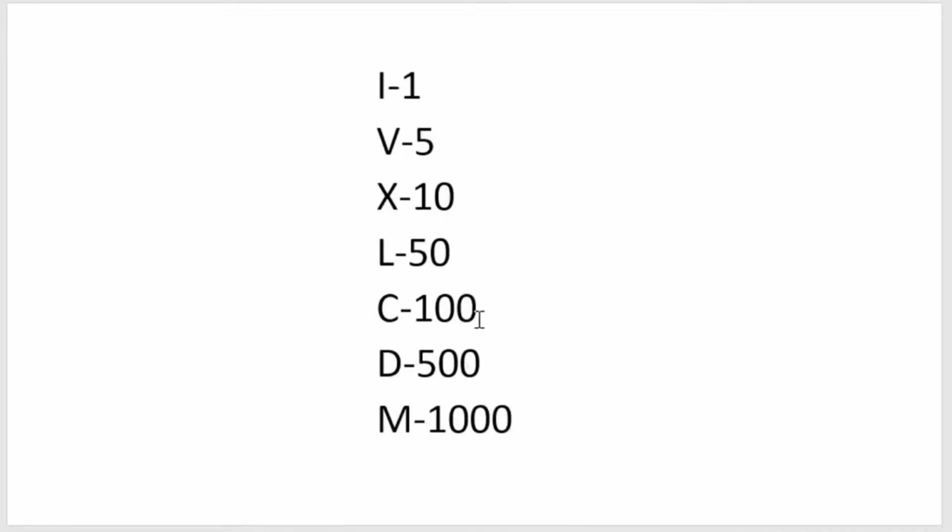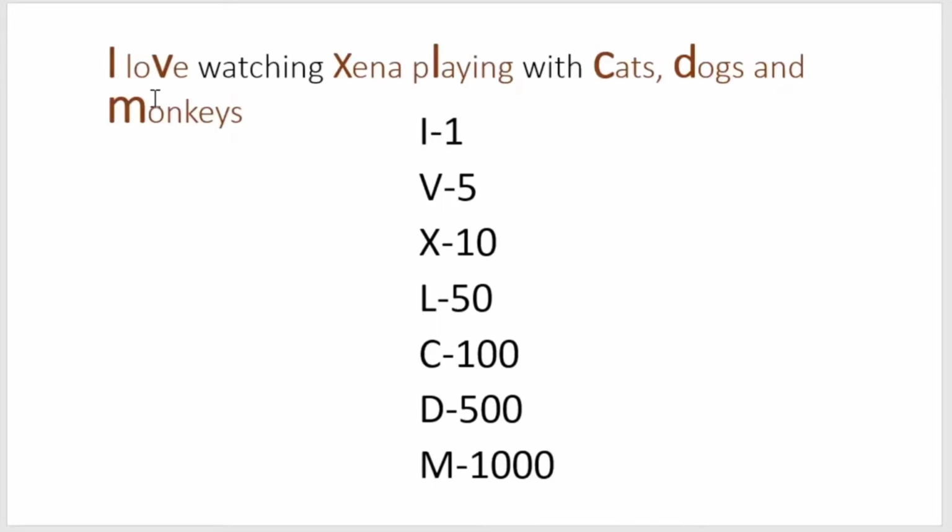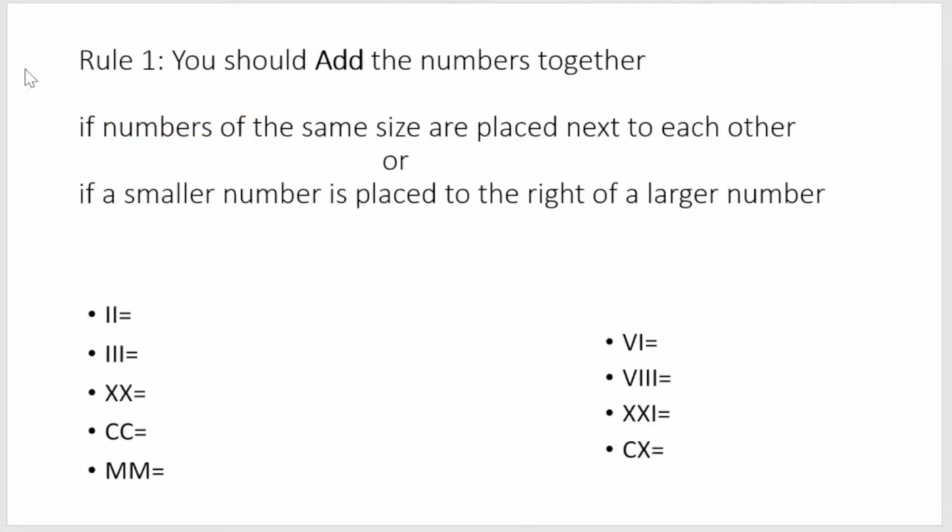If you look at these numbers carefully, you'll find that the first digit can only be 1 or 5. So you just need to remember the sequence of these letters: I, V, X, L, C, D, M. For that, just learn this sentence: I love watching Zina playing with cats, dogs, and monkeys. Now we have 3 simple rules, and rule number 1 is divided into 2 parts.